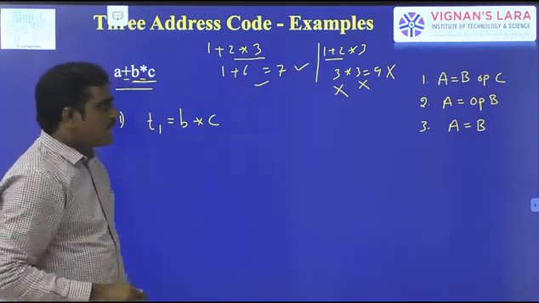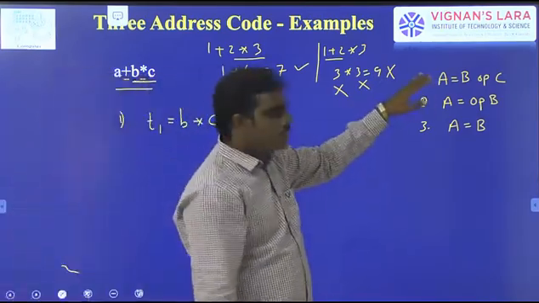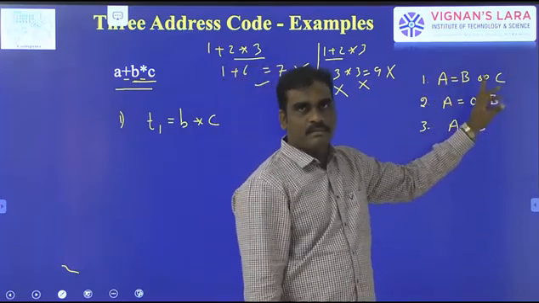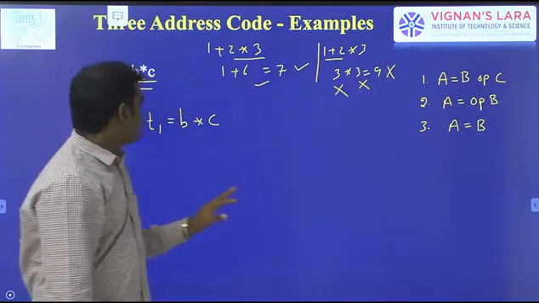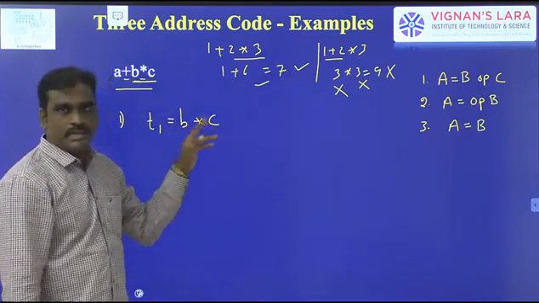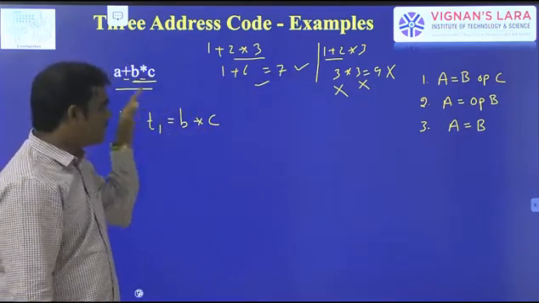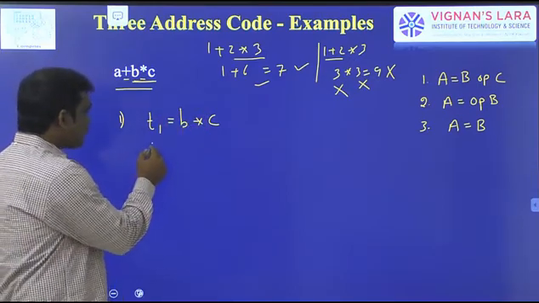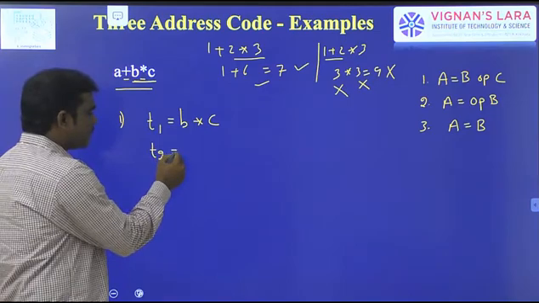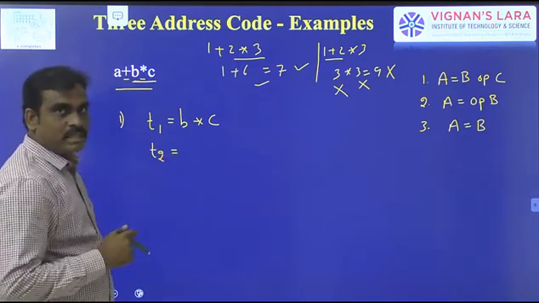Because as per rule 1, what is rule 1? A equal to B operator C: 2 operands and a single operator. So here also we have 2 operands and a single operator, so it is in 3_ form. Correct one.